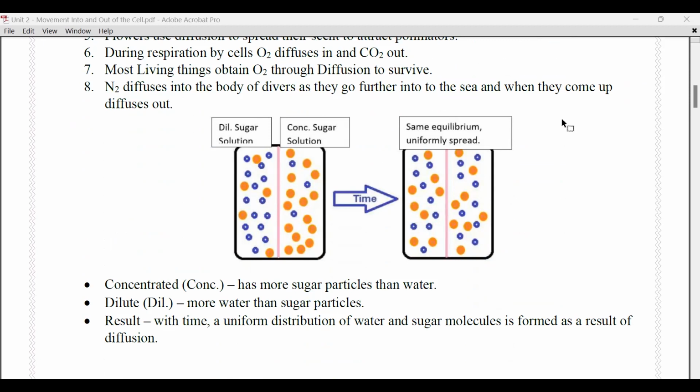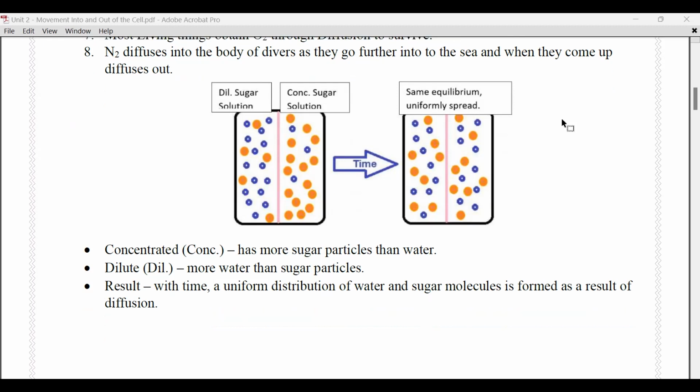Make sure to remember that concentrated means that there's a larger amount of substance dissolved in a lesser amount of liquid, and diluted means a lesser amount of substance in a larger amount of liquid. In this case, concentrated has more sugar than water, and diluted has fewer sugar particles compared to water.